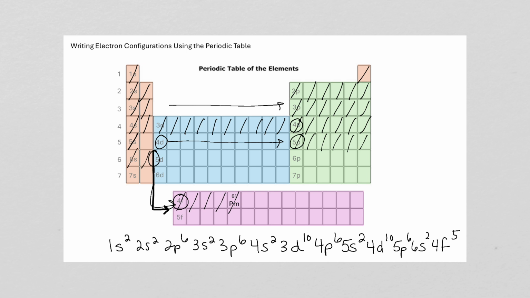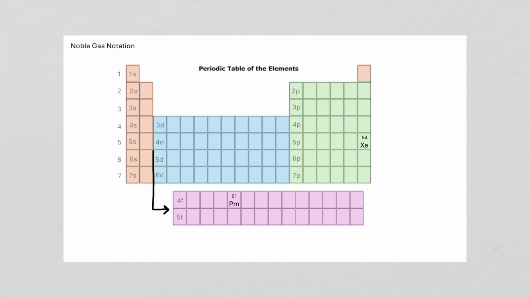Because these become very long as I get farther down in the periodic table, we are going to look at how we use noble gas notation as a shorthand. So in this case, we're going to look at promethium again, element number 61, but I'm going to use the shorthand notation. I always want to use the closest previous noble gas. So for element number 61, the closest previous noble gas is xenon. So I'm going to start with xenon in brackets, and that represents all of the electrons through electron 54. So that's the first 54 electrons in my configuration.